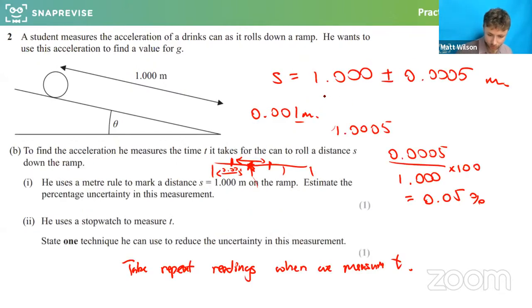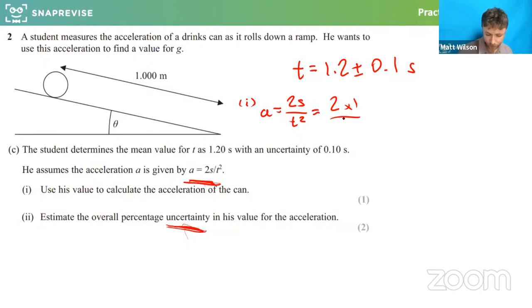S we were told in the previous part of the question was just 1 meter. So we have 2 times 1 divided by the time squared. The time is 1.2, so 1.2 squared. You can chuck that into a calculator and you'll just get a single value, no uncertainty yet. And that value, my apologies, I'm actually just missing that value here. There we go, 1.39 meters per second squared. Okay, good. Now we're asked to estimate the overall percentage uncertainty in our calculation.